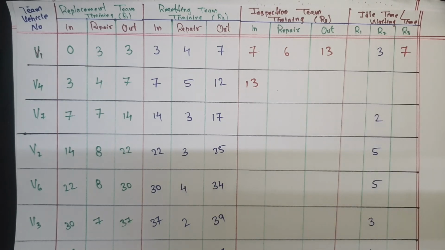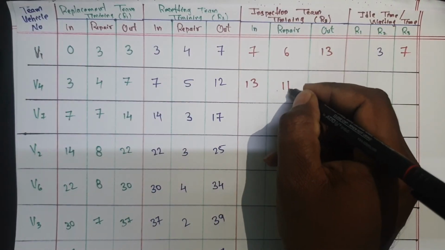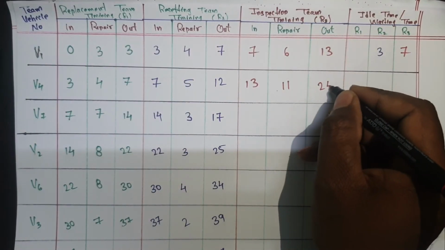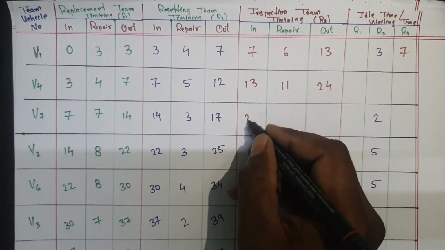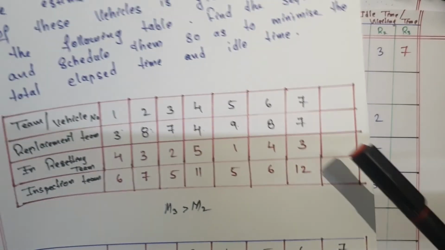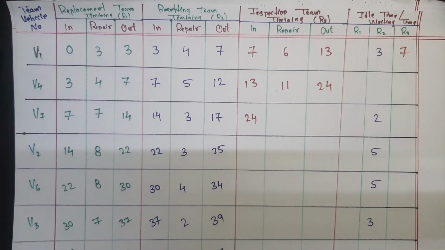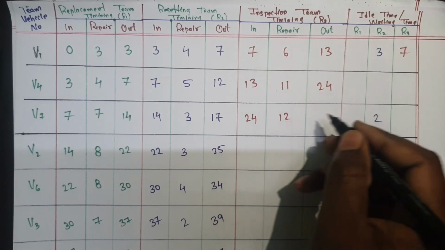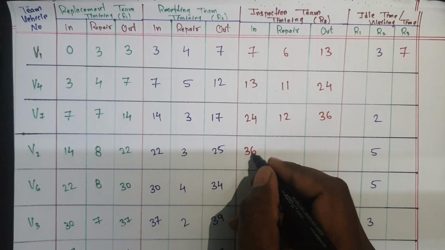Then V4, what is the value of V4? 11. So, here you can write 11. So, this one is equal to how much? 24. So, 24 you can write here, okay? Then V7, how much you are getting? V7 is 12. What you have to write here? 12. So, this one is equal to how much? 36. 36 you can write here, okay?